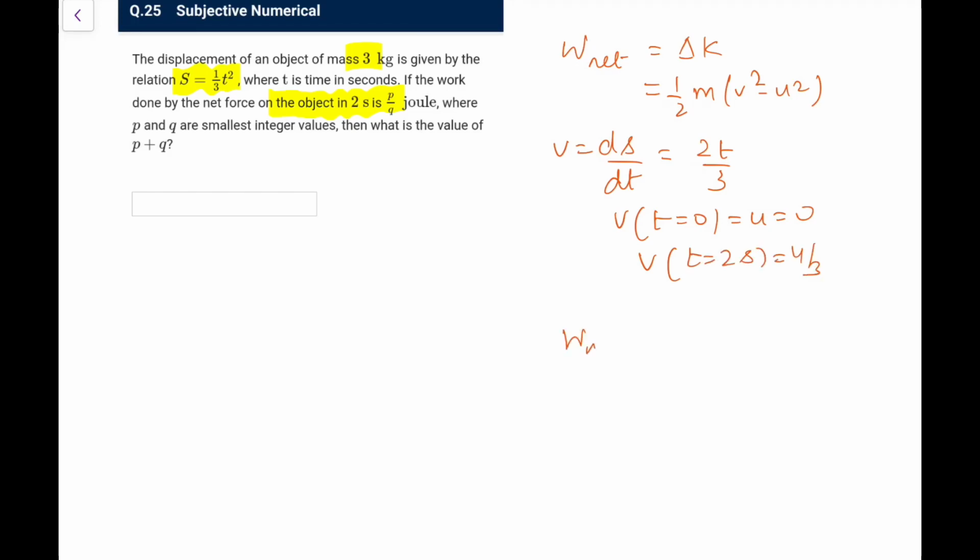So put it in: half into 3, into 4 by 3 square, which is 16 by 9. So what we get now is 8 by 3. This is the simplest form I can arrange. So 8 plus 3 is 11. So this question is also solved.